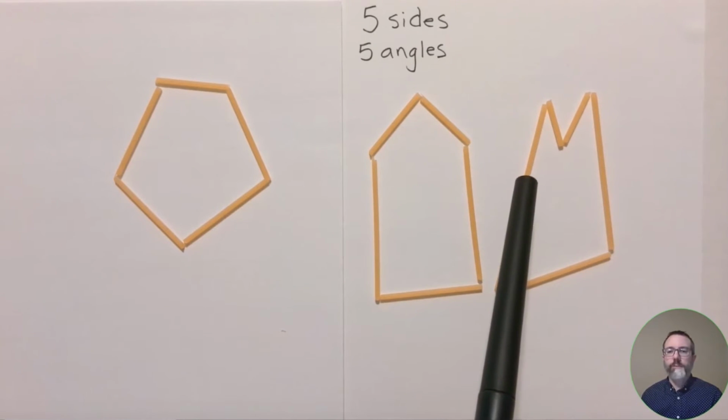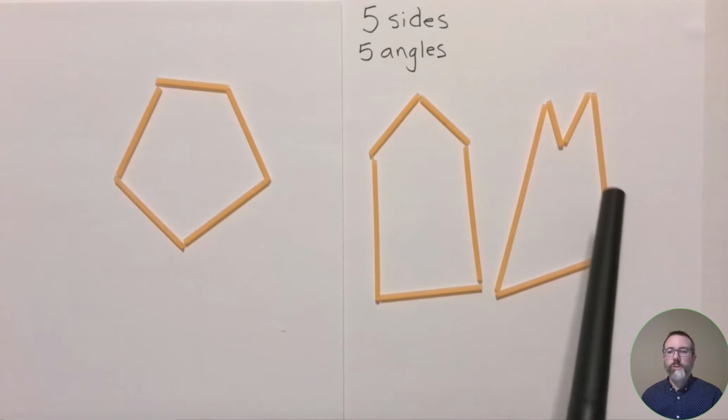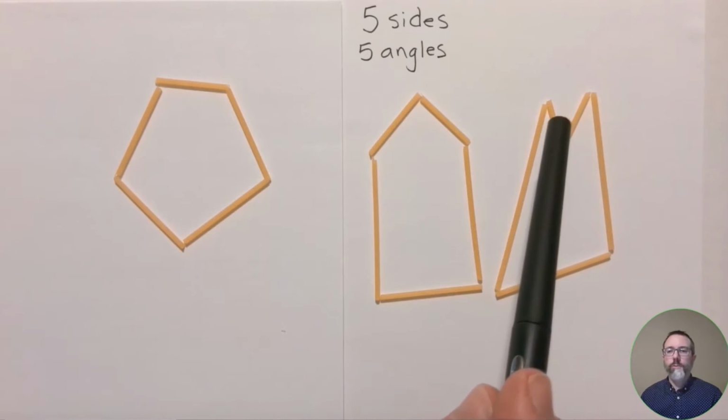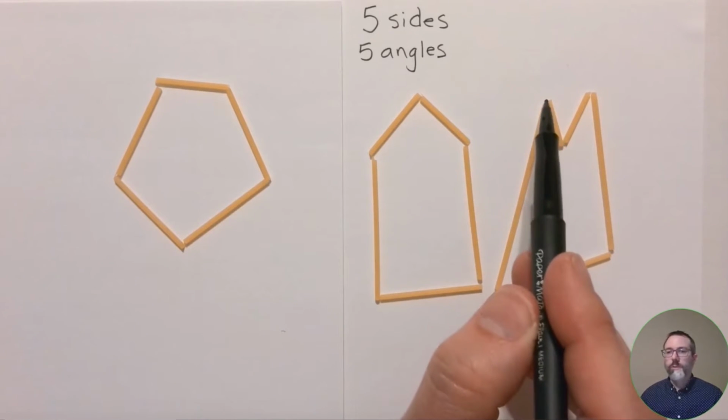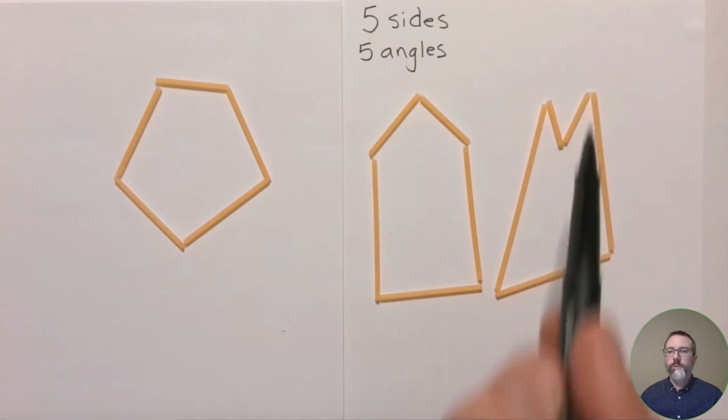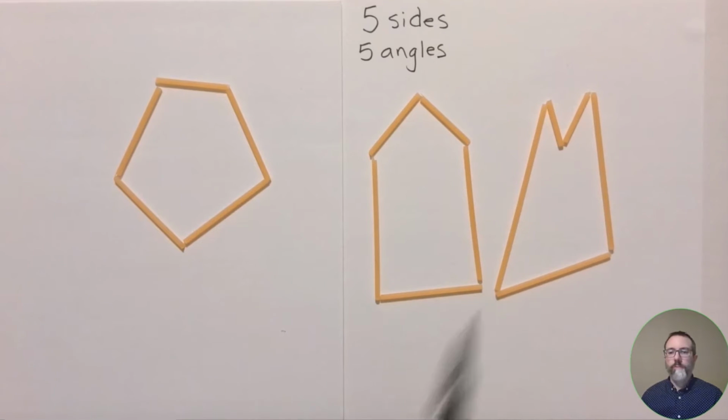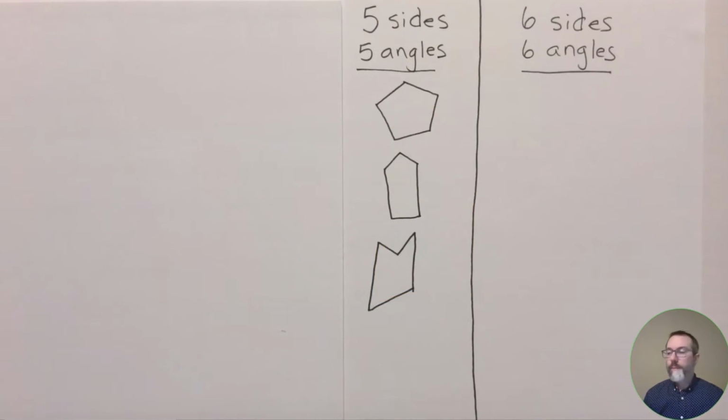We have 5 sides. We have 1, 2, 3, 4, 5 sides. And then let's count the angles. 1, 2, 3, 4, 5 angles. I'm going to quickly draw these onto our chart. All right, here are my shapes recorded on the 5 sides, 5 angles.